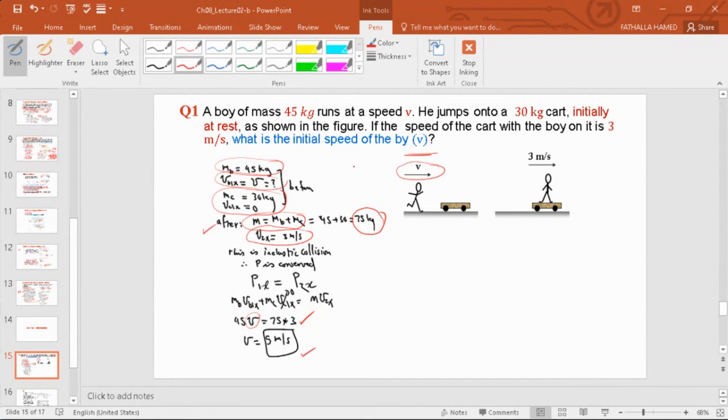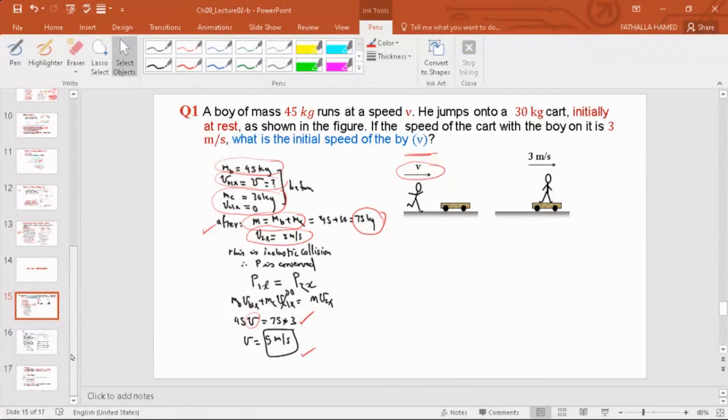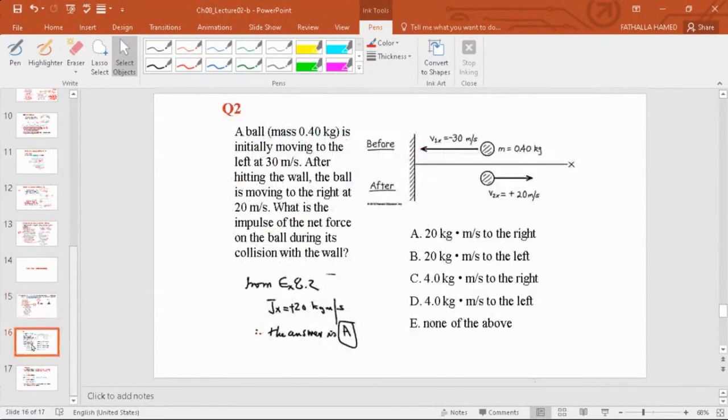So that's another way of how to look at things like this and use your knowledge of conservation of momentum to figure out speeds and so on. Is this clear? This final question here, I just want to take you back to what we did in the previous lecture when we talked about impulse.